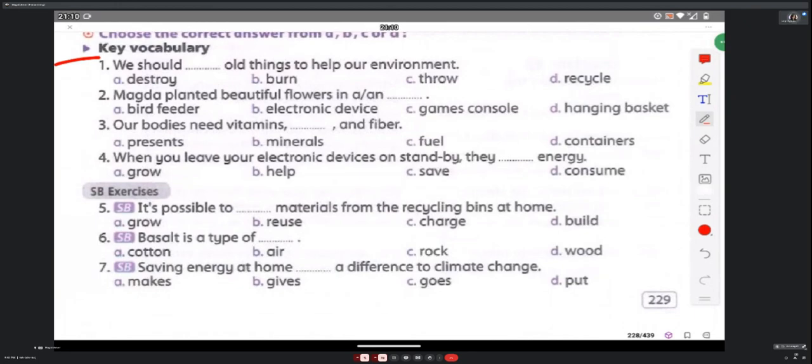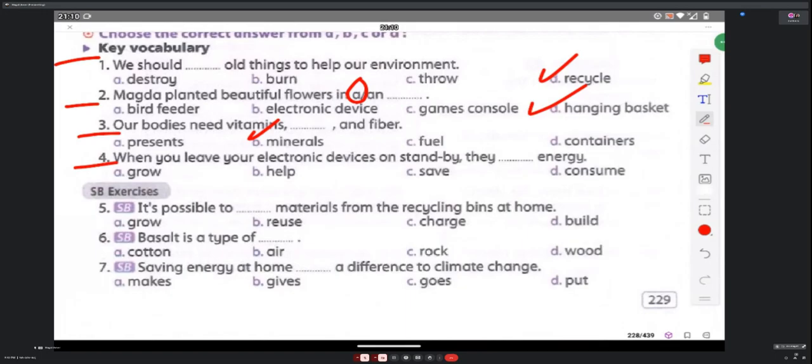Number one: We should dash all things to help our environment. We should recycle. Okay. Magda planted beautiful flowers in a hanging basket. Bravo. Our bodies need vitamins, minerals, and fiber. Bravo.